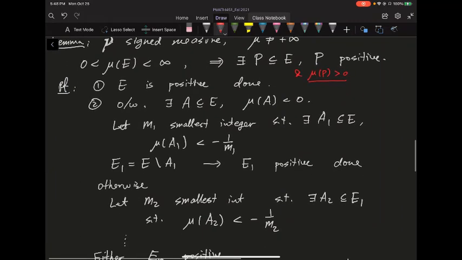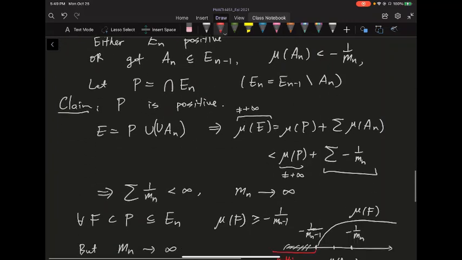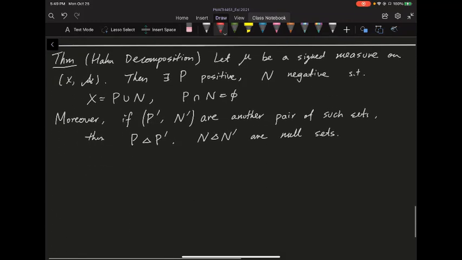Okay, this is fairly clear from our construction. Our construction of this P is by taking away a bunch of negative measured subsets of E, and then we get a positive, because mu of E is already strictly positive. By taking away these negative subsets, we get something that's strictly positive. So now we're ready to prove the first theorem, called the Hahn decomposition theorem.